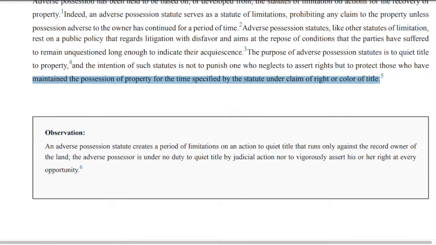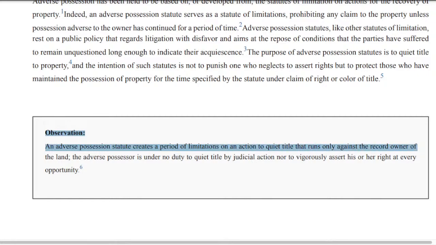All right, let's continue here. Observation. An adverse possession statute creates a period of limitations on an action to quiet title that runs only against the record owner of the land. The adverse possessor is under no duty to quiet title by judicial action, nor to vigorously assert his or her right at every opportunity. Wow. Now that's a concept there, I'd say. It creates a period of limitations on an action to quiet title that runs only against the record owner of the land. So the possessor is under no duty to quiet title.